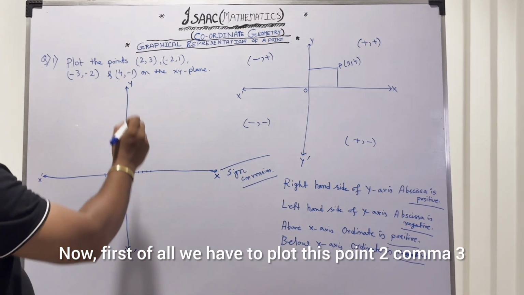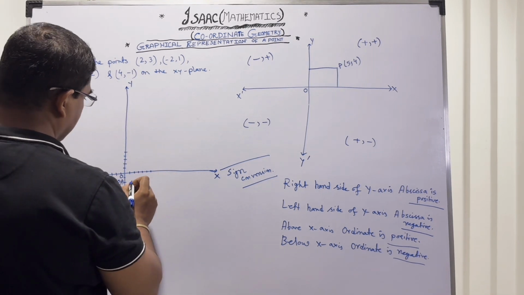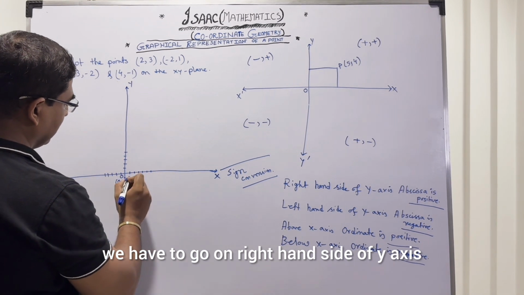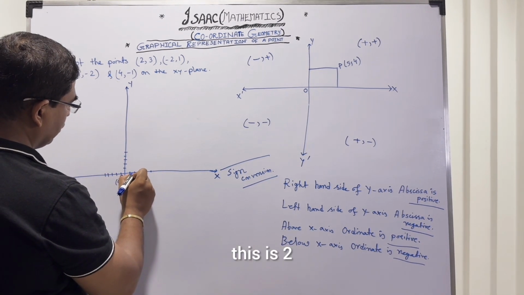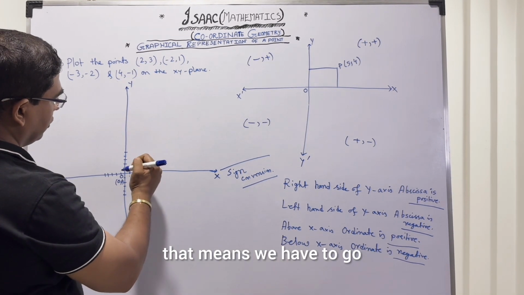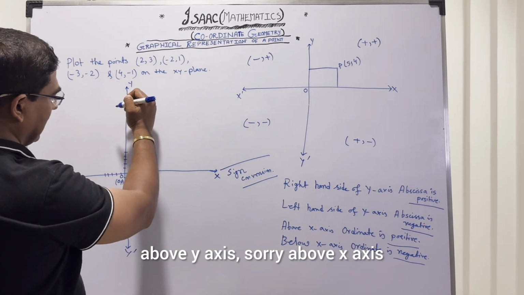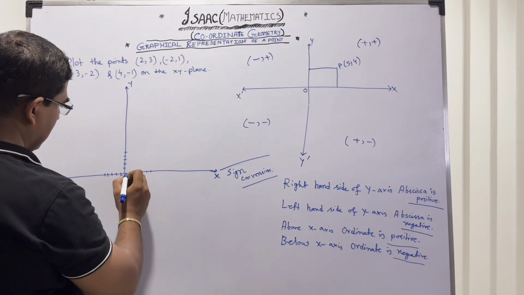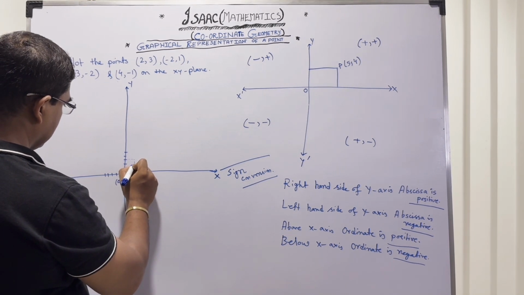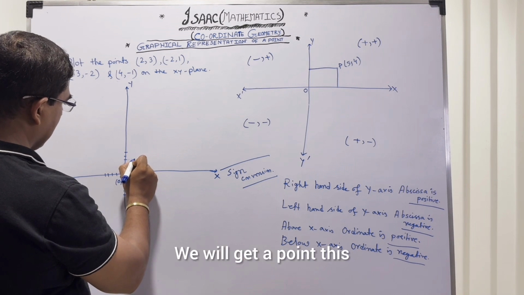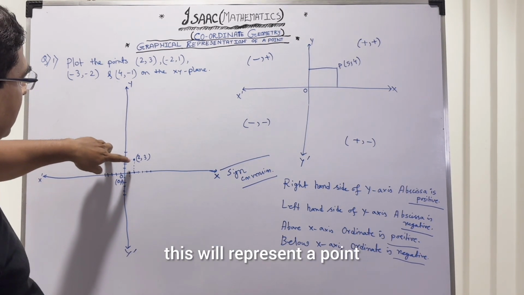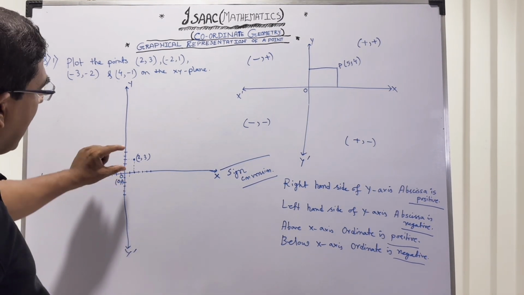Now, first of all, we have to plot this point 2, 3. 2, abscissa is positive. That means we have to go on right hand side of y axis. This is 1, this is 2. Then ordinate is positive. That means we have to go above x axis. Then this is 1, 2, 3. We will get a point this. This will represent a point whose abscissa is 2 and ordinate is 3.